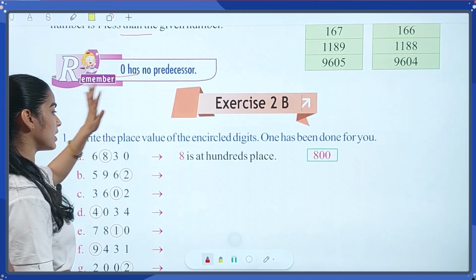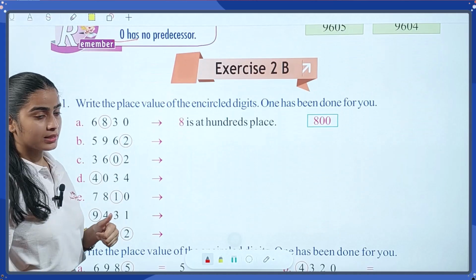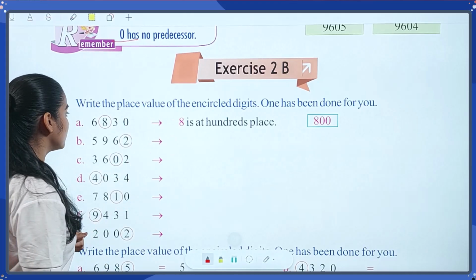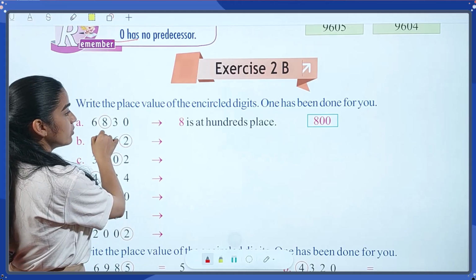So now we have our next exercise. So let's start this. Write the place value of the encircled digit. One has been done for you. So what is the place value? It is 800.